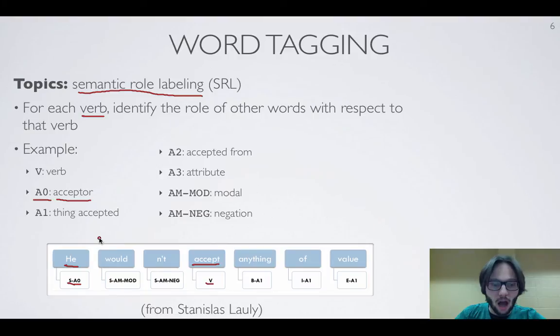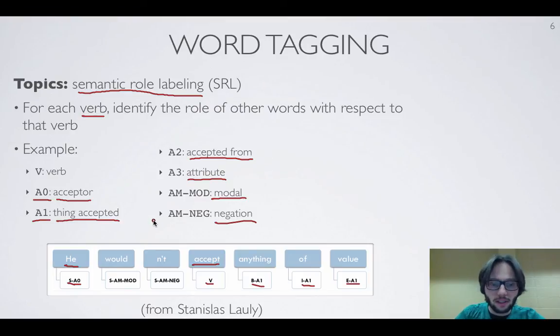So we have a single word phrase corresponding to the type A0. And then there's the object of the verb. In this case, for accept, it's the thing that is accepted. We'll label that as A1. In this case, the thing that is accepted is anything of value, and now it's a phrase with three words. We have B-A1, I-A1, and E-A1. And then there are other tags. It could be where it's accepted from, attributes of the accept action. There can be tags that correspond to the mode or to negation information.